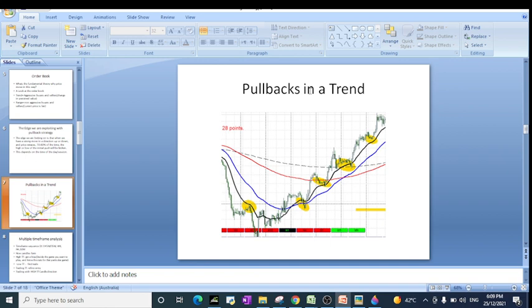Pullbacks in a trend. So what does it look like? Strong push, we pull back, we take the trade down. We get a push, pull back, we take this pullback for price to continue moving up. Pull back, taking buys for price to continue moving up. Pull back, taking the trade for price to continue moving up.